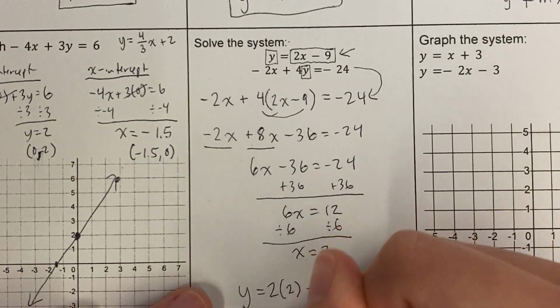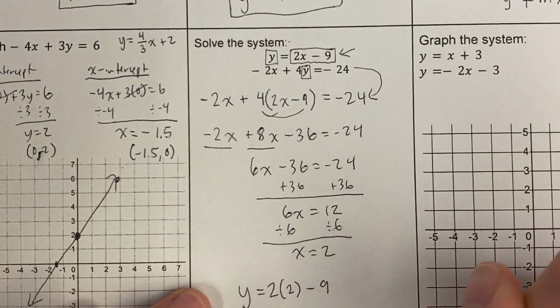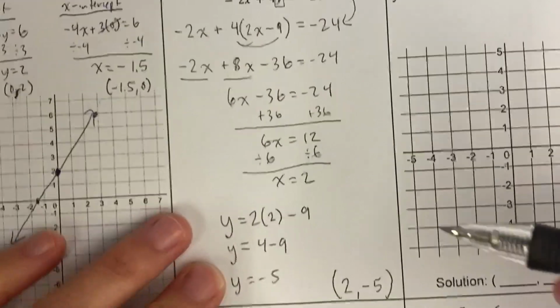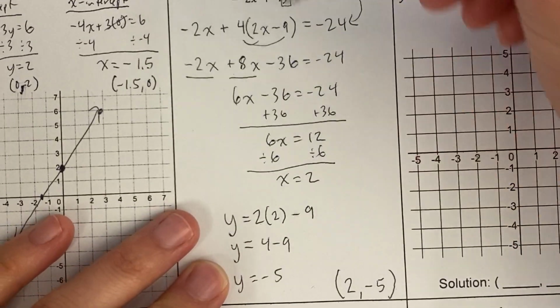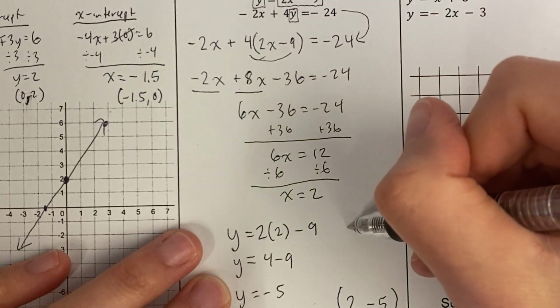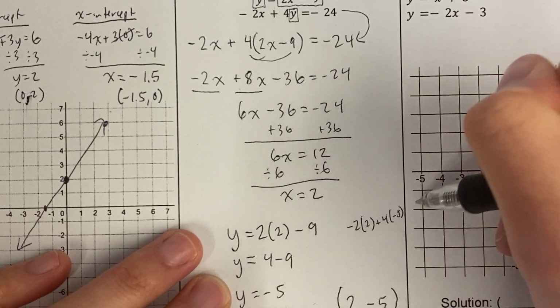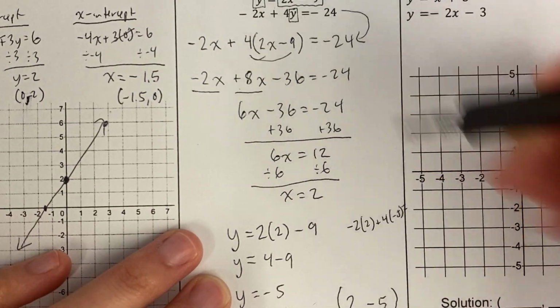I get 2 times 2 is 4. And 4 minus 9 is negative 5, so y is negative 5. And if you wanted to check it, you could plug the x and the y back into this equation here, right? You would get negative 2 times 2 plus 4 times negative 5, and you would make sure that that equals negative 24, and it does.